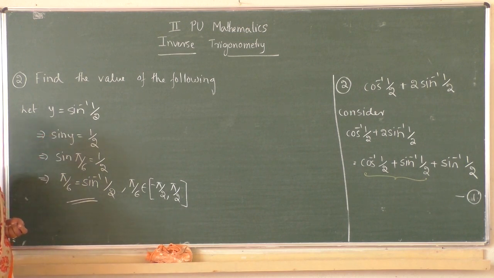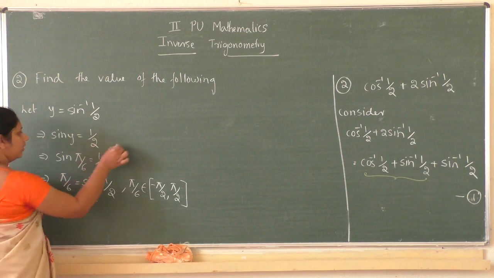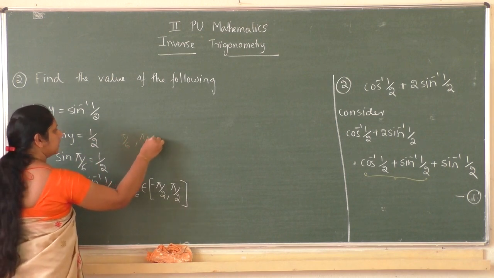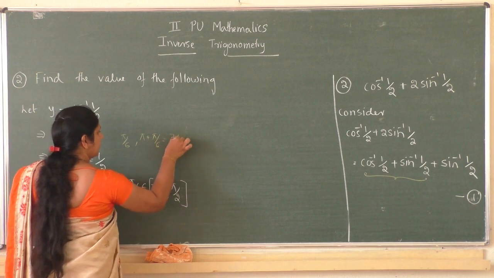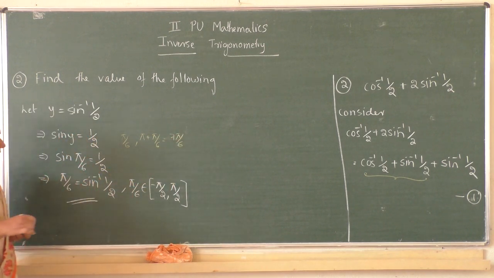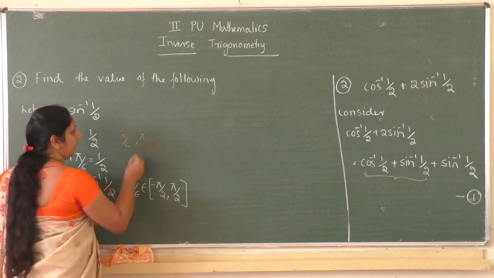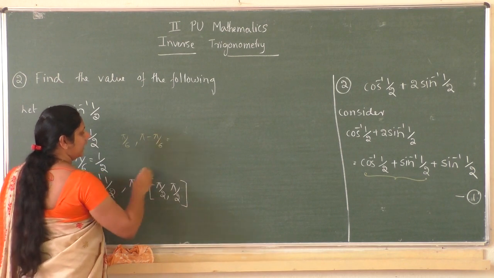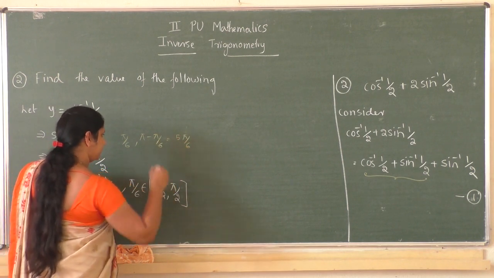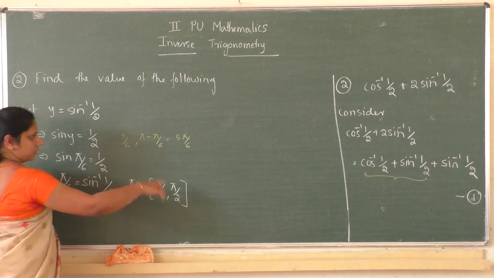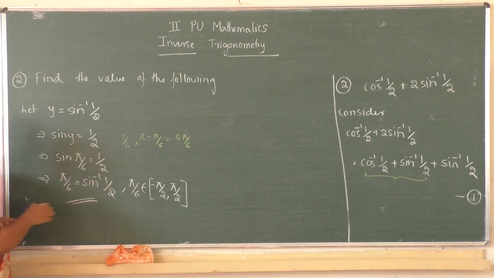Sine is positive in both the first and second quadrant. So first quadrant means the angle is pi by 6, second means pi minus pi by 6, since it is the second quadrant, that is 5 pi by 6. This value does not belong to this interval, therefore pi by 6 is the required principal value. And also we have the formula.